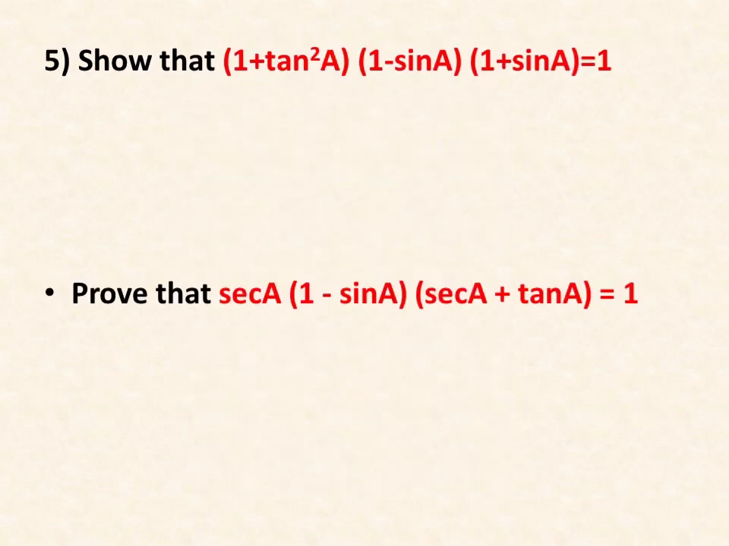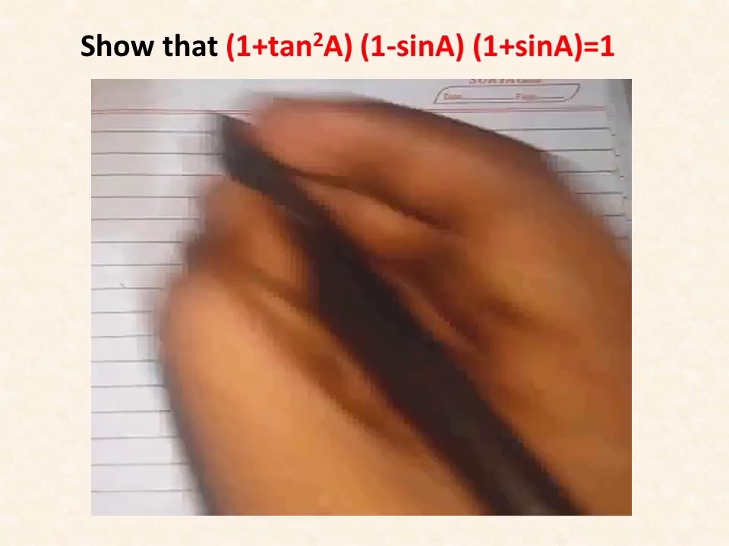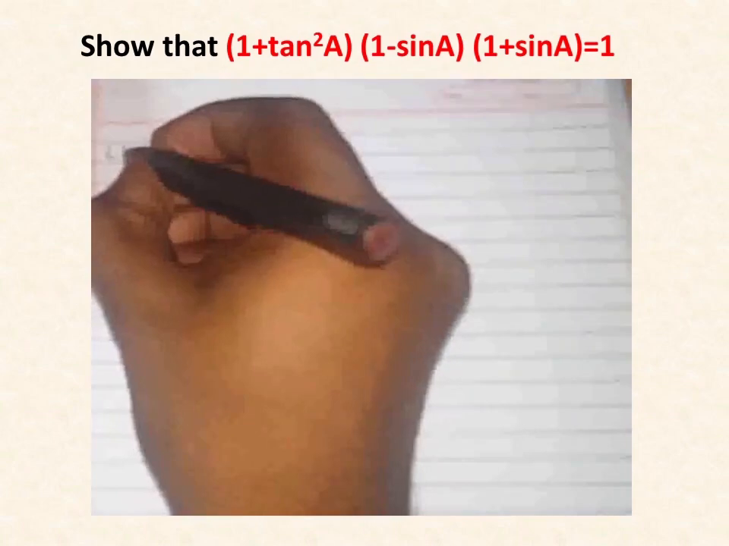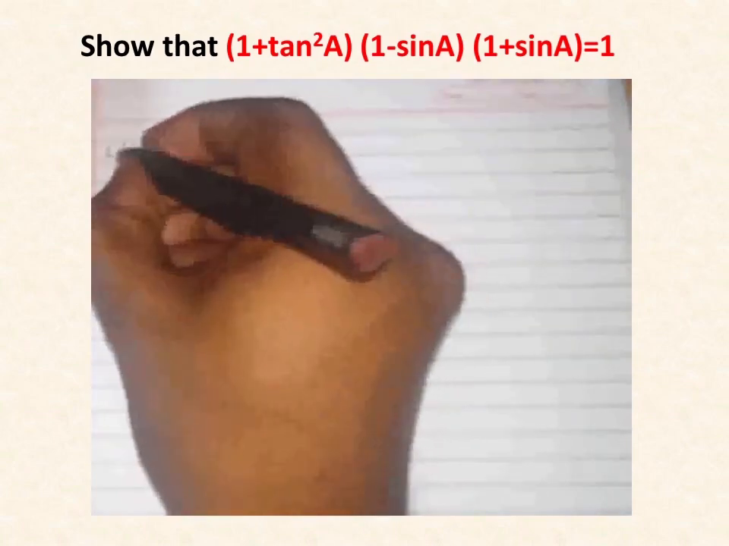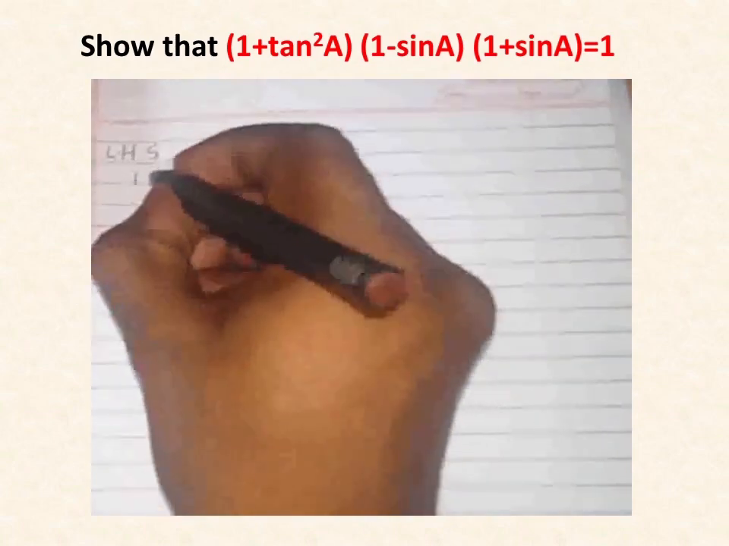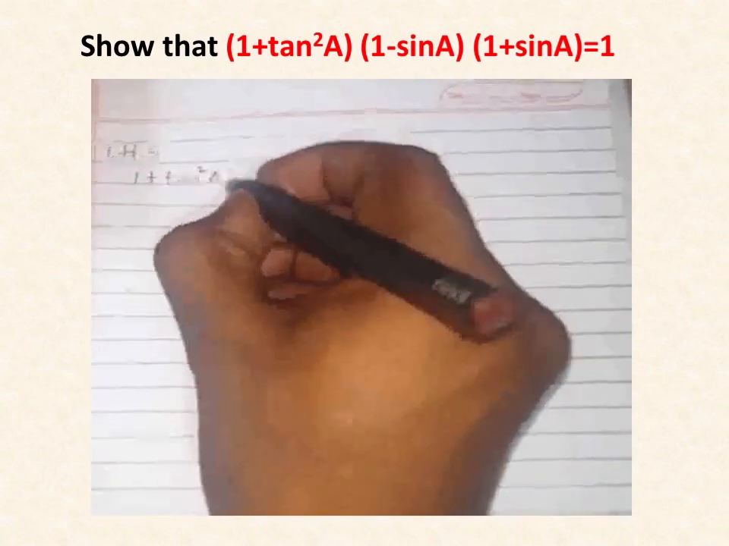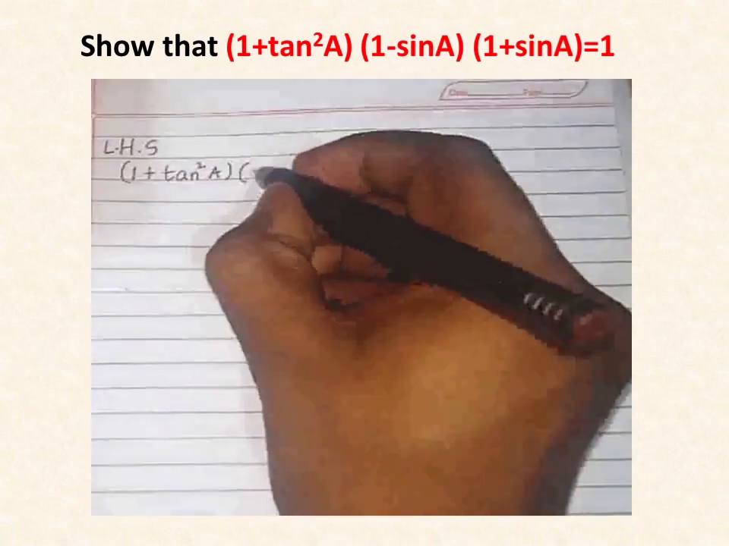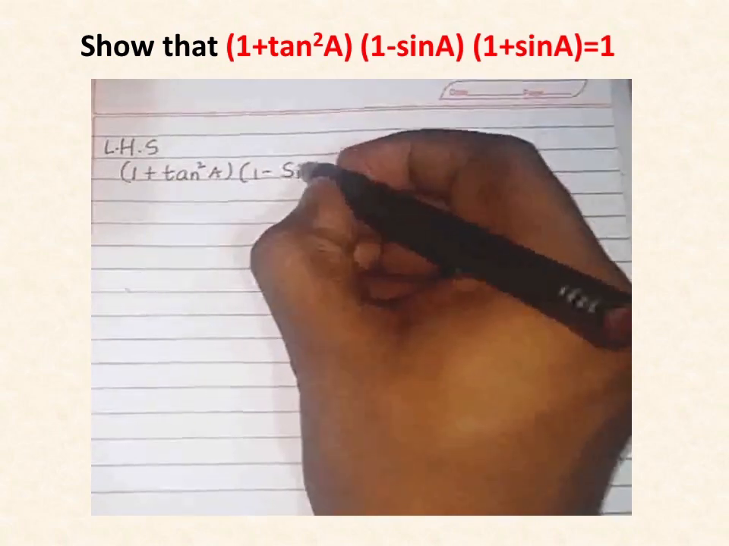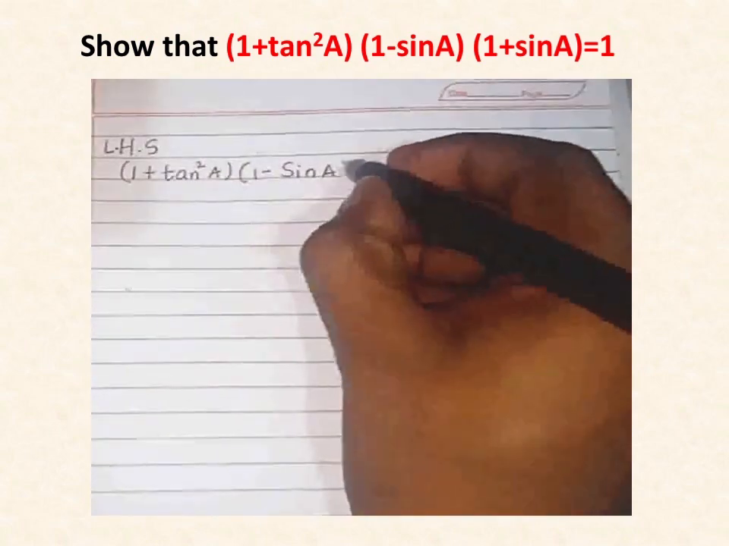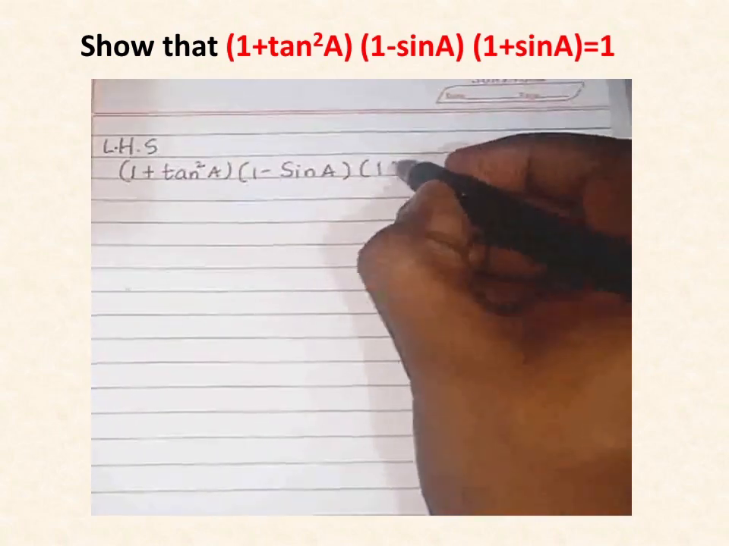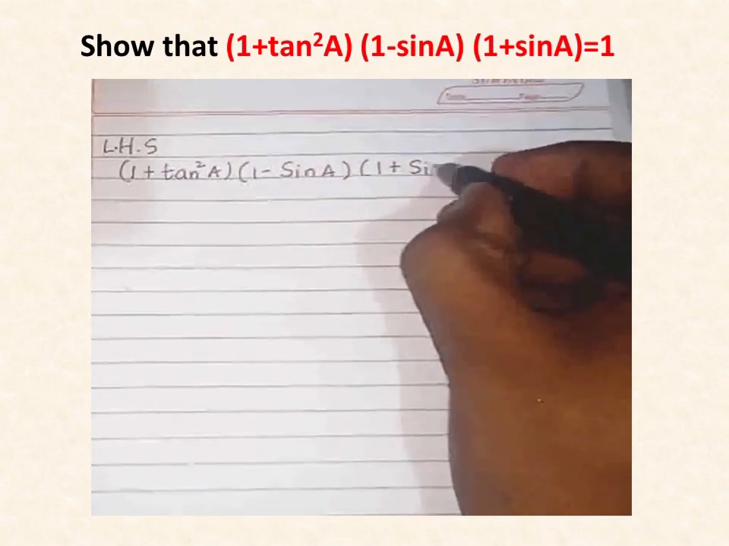Now the fifth question, a 2-mark question from trigonometry based on identities. Now we'll solve the first question. So given LHS is 1 plus tan square A, into 1 minus sin A, into 1 plus sin A. This is the LHS.